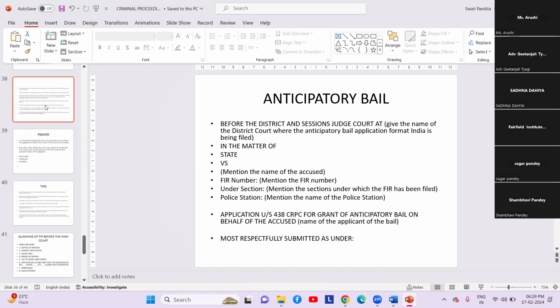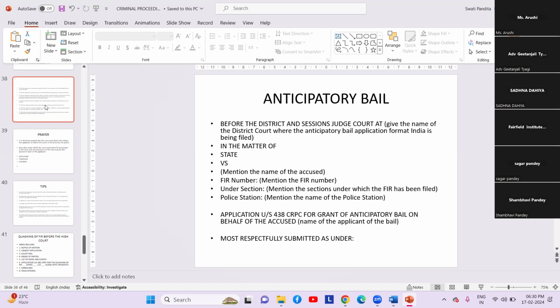You will draft a notice of motion. This is a very basic application of notice, an urgent application, a two-line application, the court fees, the memo of parties, list of dates and events, application, annexures, and a vakalatnama. This is the procedure we follow while drafting a quashing petition. Now I'll be talking specifically about how to draft that quashing petition.